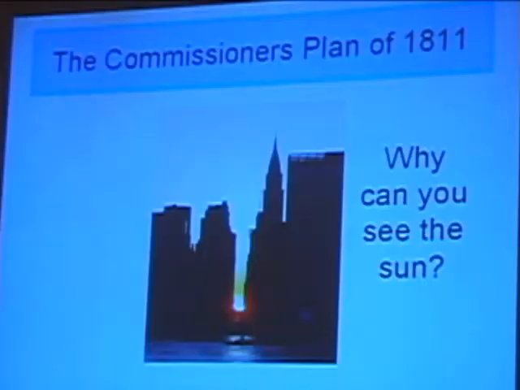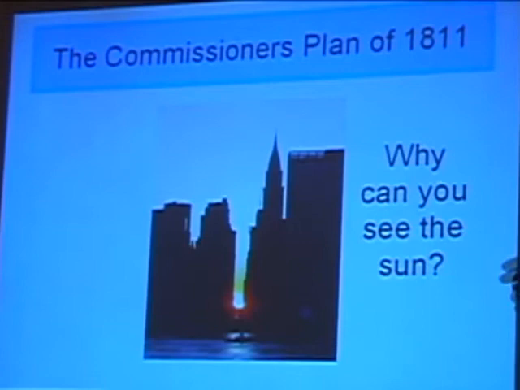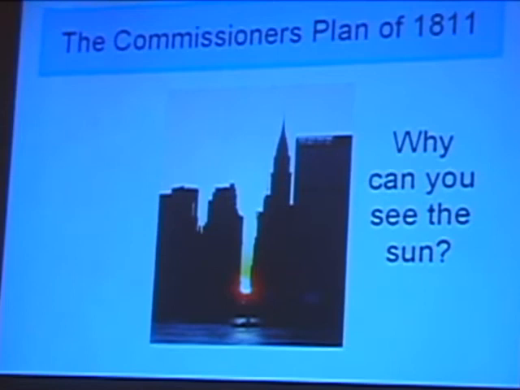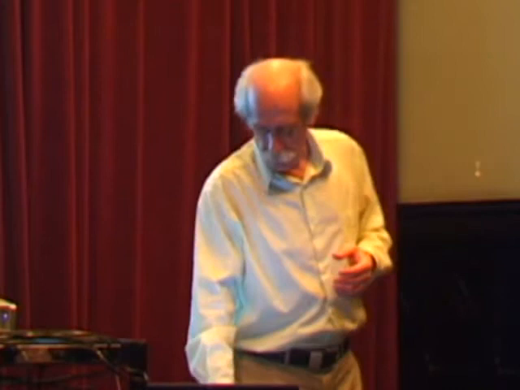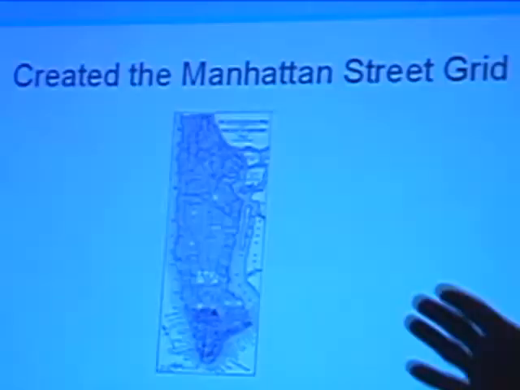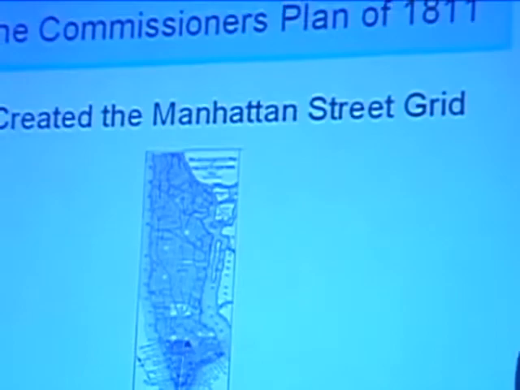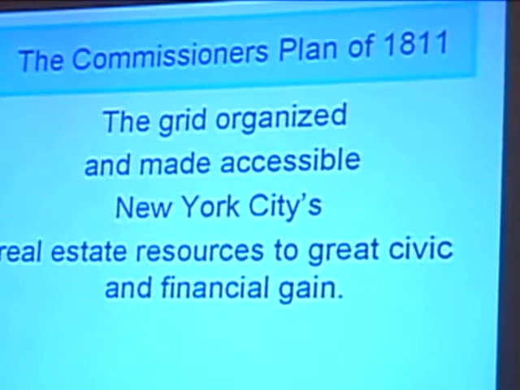In this picture here, on the right, this is from Queens. On the right is the United Nations and the Chrysler Building. And right through the middle there, you see the sun. Why is it that you can see the sun? You can see the sun because the Commissioners' Plan of 1811 created the Manhattan street grid, from 1st Avenue to 12th Avenue, from 1st Street to 236th Street, or wherever it goes up there. And it organized and made accessible New York City's real estate resources to great civic and financial gain.